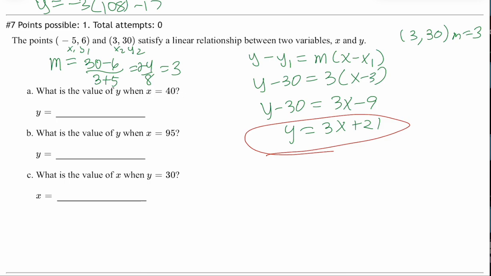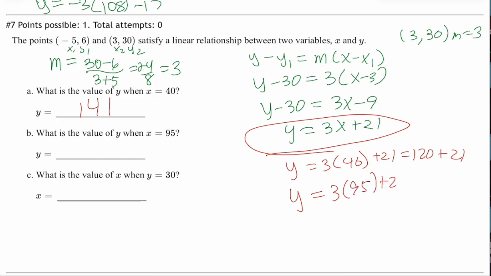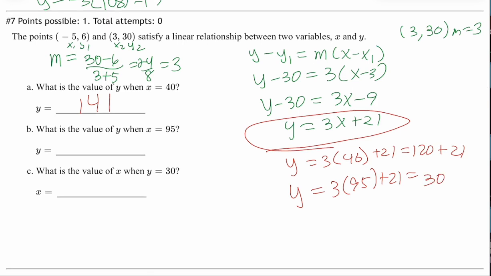So A says, what is the value of y when x is 40? So if we put in a 40 where the x is sitting, we get 120 plus 21, which is 141. Now again, your points might have been a little different than mine. You're going to do the exact same procedure. And then we would do the same thing for B. We would plug in 95. So 3 times 95 plus 21 in my case. Yours is going to probably be a little different. We get 306.